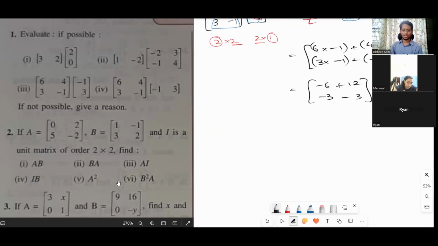Okay, so there's a lot to do over here. Let's do this. Let's be thorough with this. Let's do the second one. If any doubt is there, please ask and solve this completely.